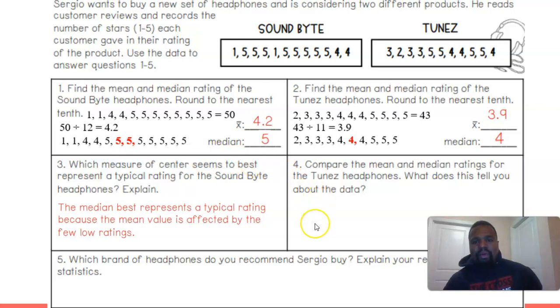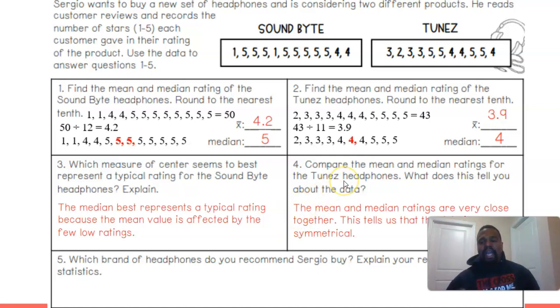If I look at number 4, I want to compare the median and the mean for Tunes. So look at the mean for Tunes. I have 3.9 and the median is 4. So those are pretty much close together. Anytime that your mean and your median are close together, if not the same, it just states that your data is symmetrical. So that's pretty close.